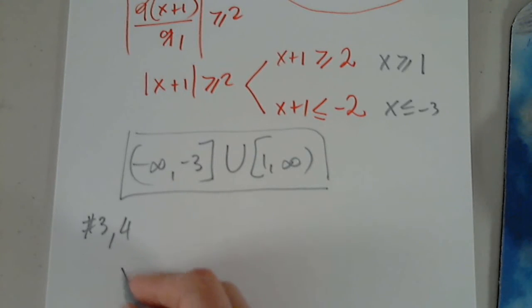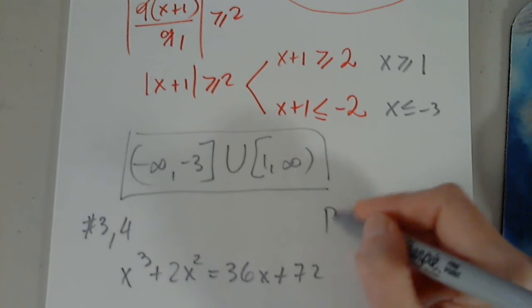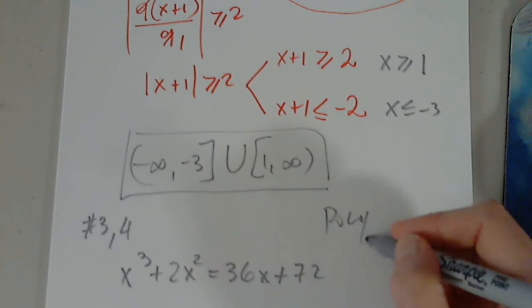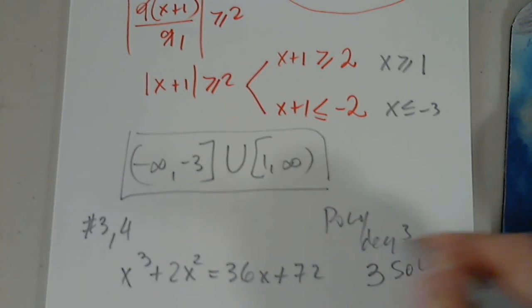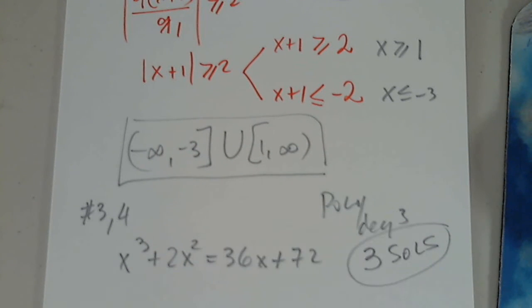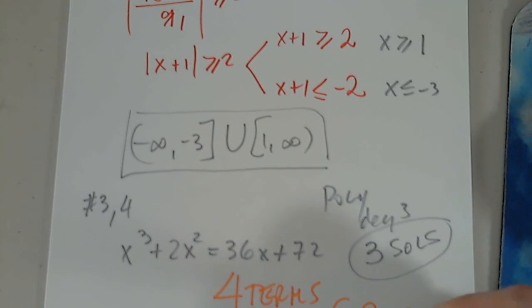So the first one, I see it's a polynomial equation. I see it has degree 3, and I know that I have to come up with 3 solutions. Real, imaginary, whatever. But I have to have 3 solutions. I have to move everything to one side. It has 4 terms. And 4 terms is always grouping. Always.